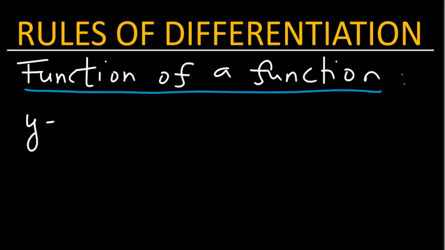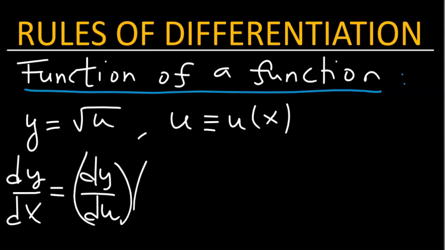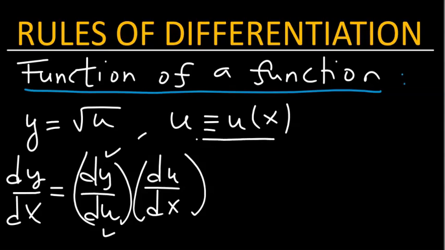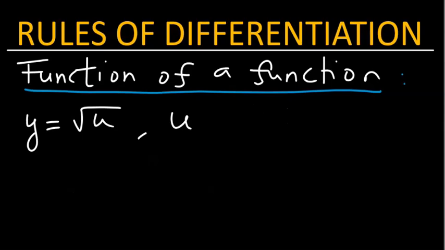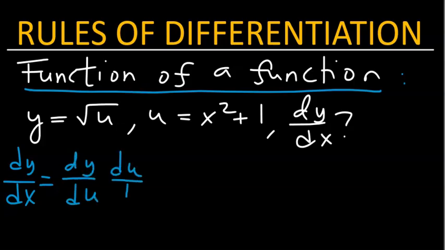Let's assume y is a function of u, and u is a function of x. So how do you get dy/dx? This can be done with the following equation. dy/dx is dy/du times du/dx. Because y is a function of u, it can be differentiated with respect to u, and since u is a function of x, it can be differentiated with respect to x. As an example, if we set u to be x squared plus 1, and we ask what is dy/dx, using the rule that we have just outlined, dy/dx is dy/du times du/dx.